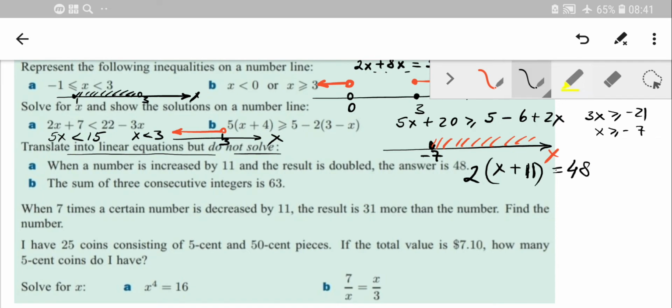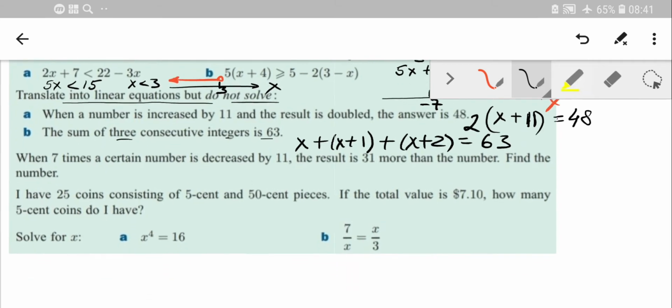The sum of 3 consecutive integers is 63. Okay, so x plus x plus 1 plus x plus 2, here are those 3, and the result is 63. So we complete it. For those who can solve, just try on your own. When 7 times a certain number is increased by 11.